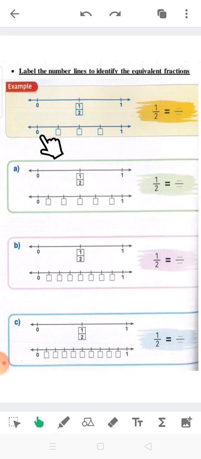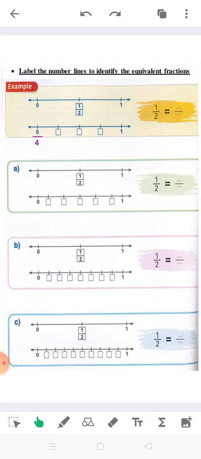Let's see here. Skip 0 and count how many points until we reach 1. This is 1, 2, 3, and 4. So the bottom will be 4. So I cut it into 4s. Okay? And write 0/4. Or just, we have how many jumps? 1, 2, 3, and 4. So the bottom will be 4. The denominator will be 4.